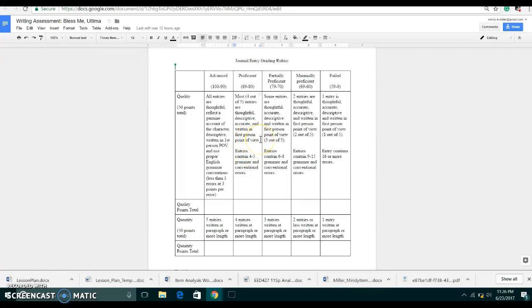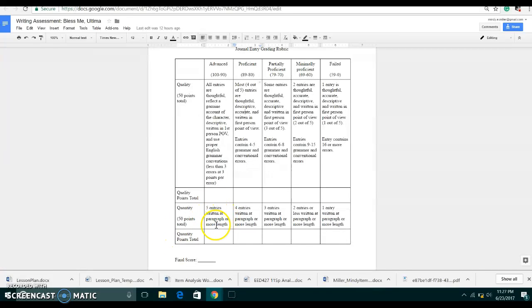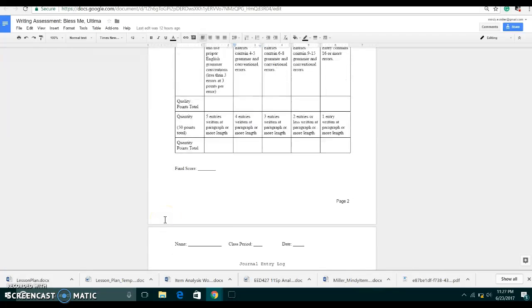first person point of view because I feel that this is one of the skills that they are supposed to be able to demonstrate. They're able to recognize first person point of view, and then henceforth they're able to create first person point of view with descriptive and accurate details derived from the novel itself. So quality would be worth 50 points, quantity would be worth 50 points, and again these 5 journal entries would be written in class.